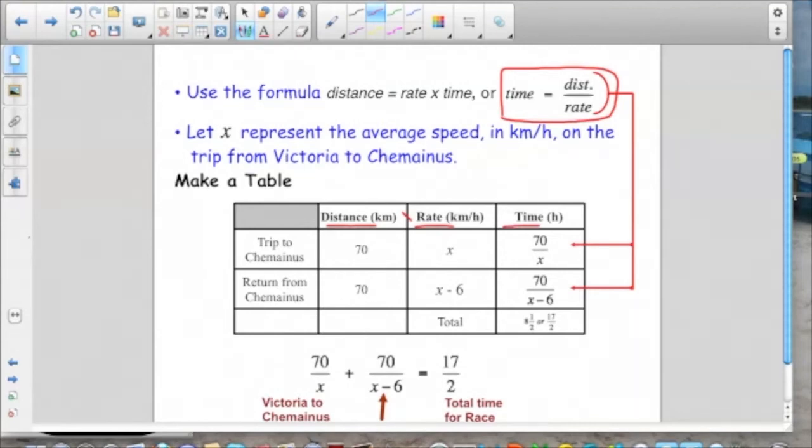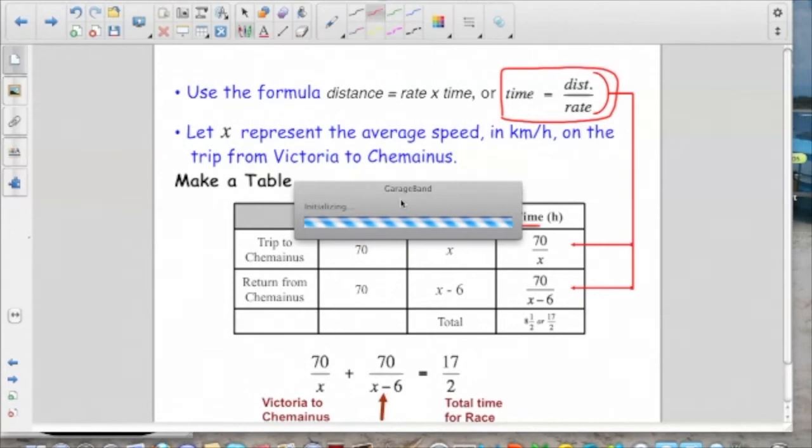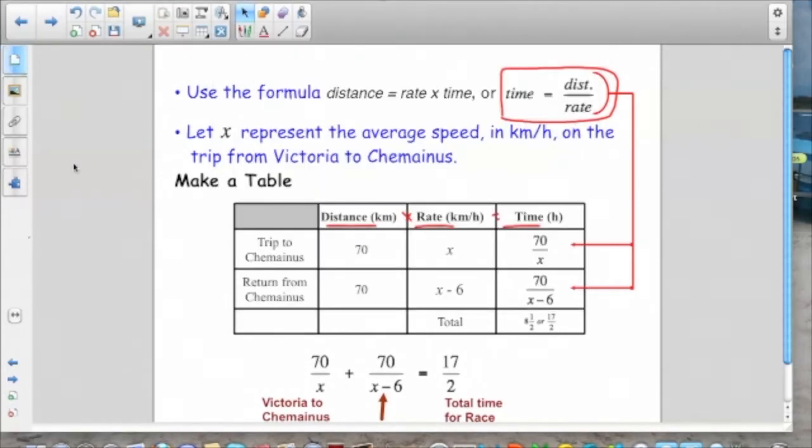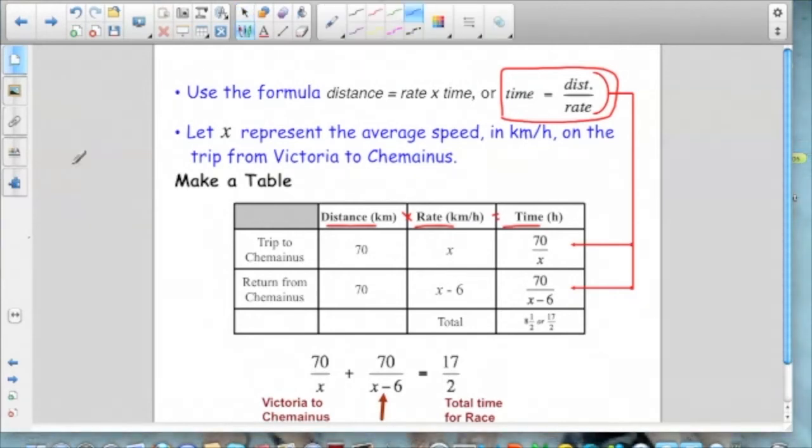All right, so now let's fill in the details. So the trip to Chemainus is 70 and the trip back is 70 because it's 140 in total. And we know the trip to Chemainus is a constant x, and the trip back is x minus 6. It's slower, it's decreasing. So that's why we have a minus sign there.